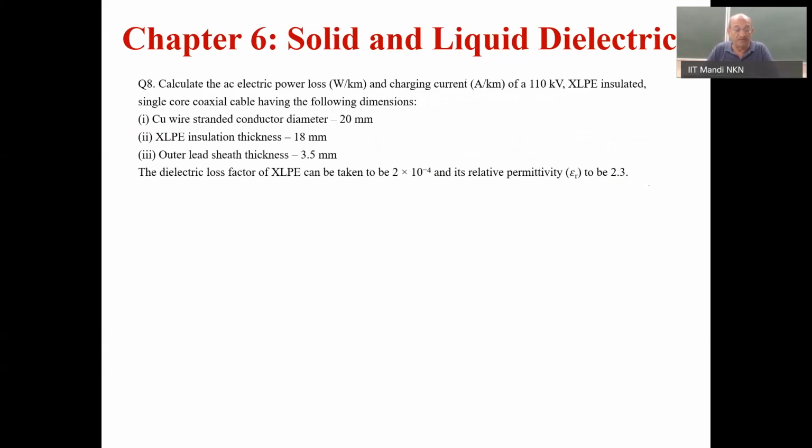That is on chapter number 6, where we have dealt with solid and liquid dielectrics. As I mentioned several times, it would be very much advisable to refer to our book, because I am following everything from our book. So please read this example, and make your own attempt. After an attempt, bring your pen and paper and attempt this numerical number 8.